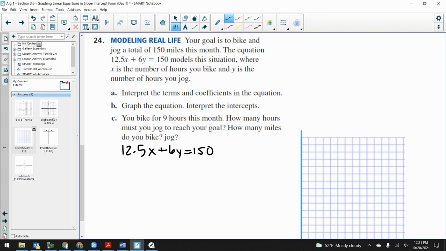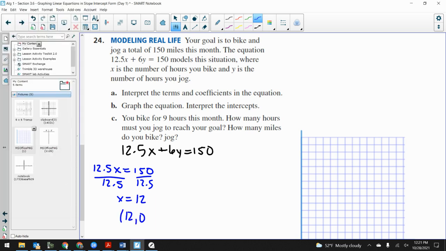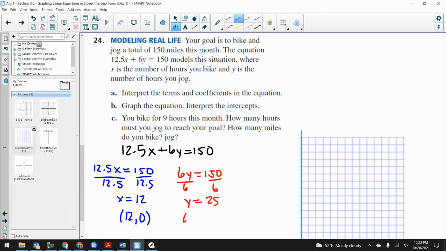Now, part B says interpret the intercepts and graph the equation. So 12.5x is equal to 150. So I divide by the 12.5. So x is equal to 150 divided by 12.5, which is 12. So 12 comma 0. I do the exact same thing for y, but I say 6y is 150. So divide by 6. 150 divided by 6 is 25. So 0 comma 25.